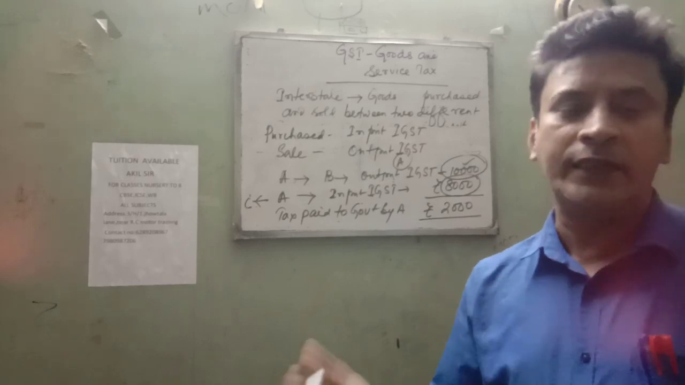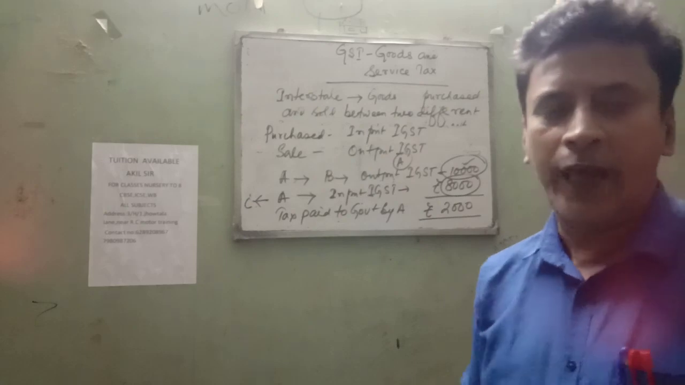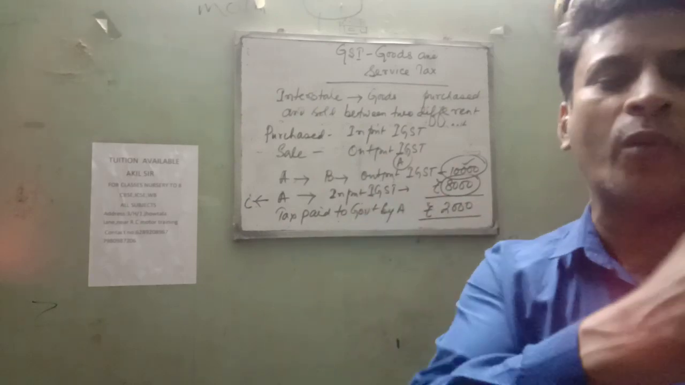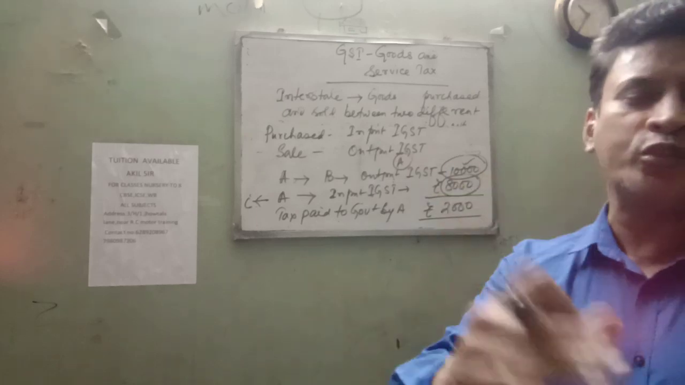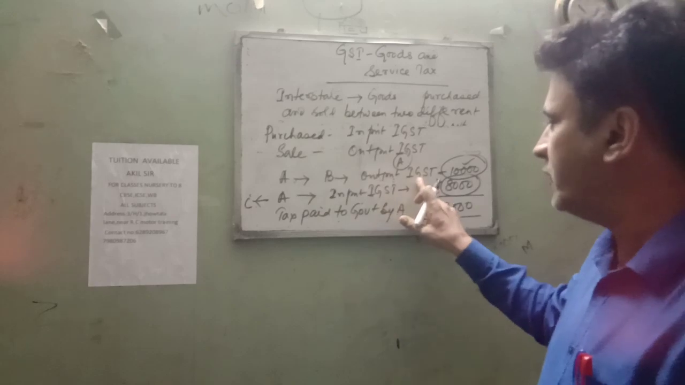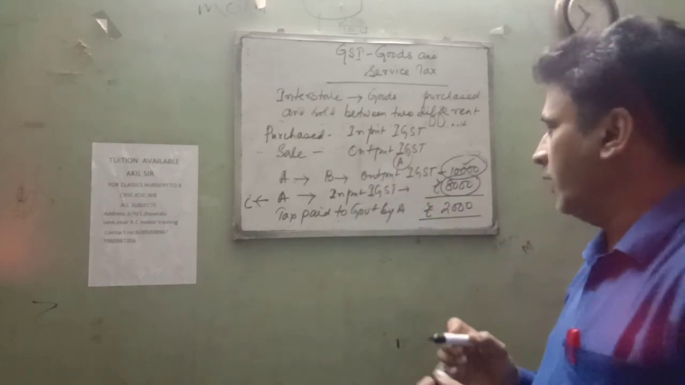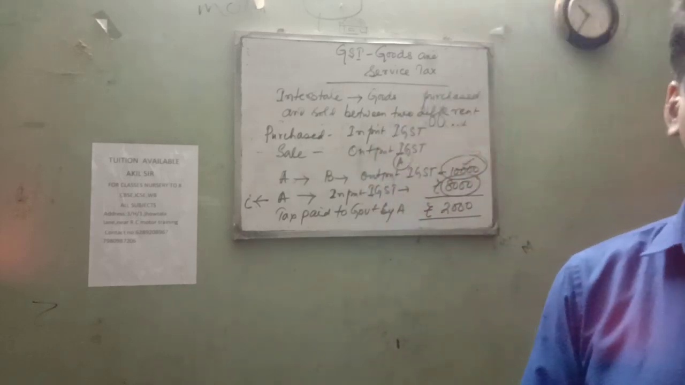Output means the tax which you have collected while selling goods to others, and input means the tax which you have paid while purchasing goods from others. So the difference between output and input goes to the government, that is output IGST minus input IGST. Clear? Now, how to pass entries in a book while doing entries in accounts?